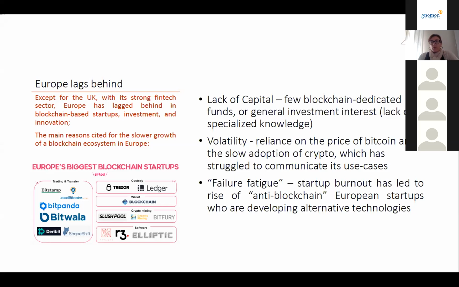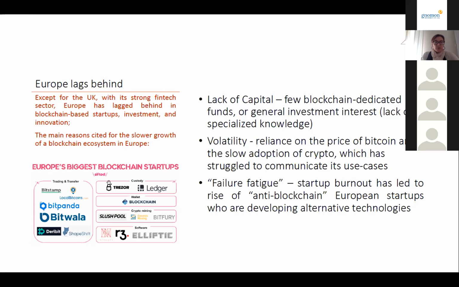Finally, there's something they call failure fatigue, right? Which is a burnout amongst a lot of people who are building startups. As a lot of blockchain startups fail to raise money, there are certain people who said, well, you know what? I'm sick of blockchain. I'm not doing it. We're going to look at developing alternative technologies. So there's a backlash among some people in the startup community, which is interesting.